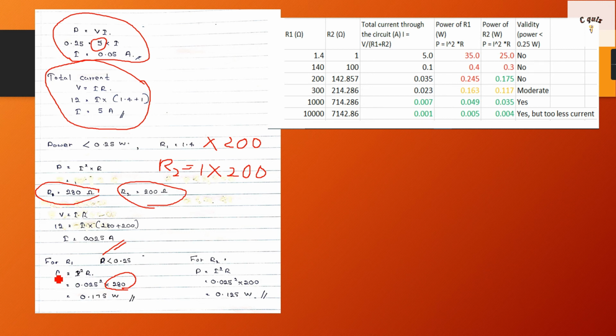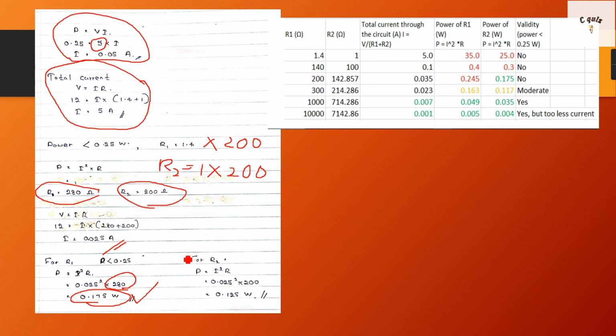Using this value we can find the power of this R1. Here the power is equal to 0.175 watt. It means this value is less than the maximum power of 0.25. So we are getting something less than 0.25, which means this resistor can withstand this current.